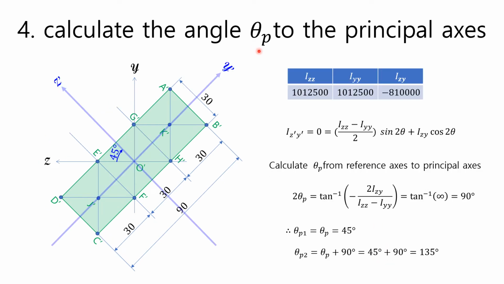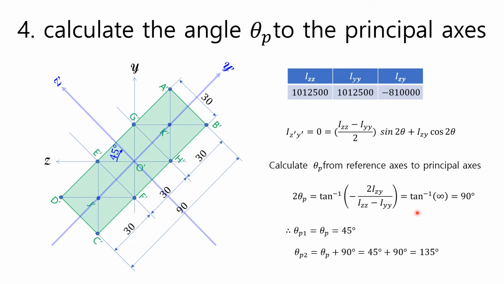As described above, the product moment of area should be 0 in the principal axis. By substituting the values of the second and the product moments of area obtained in the previous slide into the equation, we can calculate the angle from the current reference axis to the principal axis. In this equation, Iz and Iy are equal. So the denominator is 0. Therefore, the arctangent goes to plus infinity.